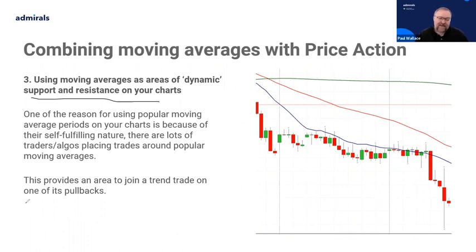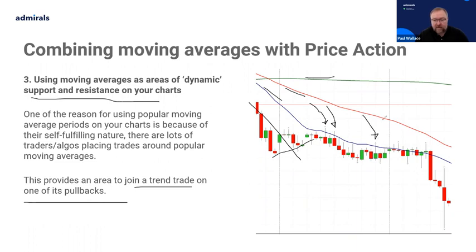And this provides an area to join a trend trade on one of its pullbacks. So once again, we've got the 20, the 50, 200 here. Price has been in a downtrend, but watch what happens when it pulls back to the 20. There's a bearish pin bar there, another pin bar there, a couple of pin bars there. You might also say there's another one there. There's a bit of an engulfing bar there, okay?